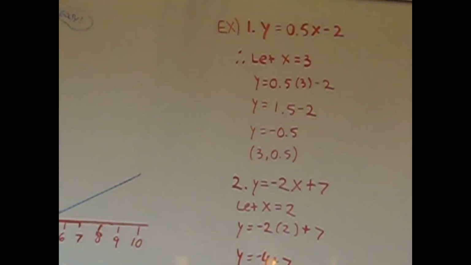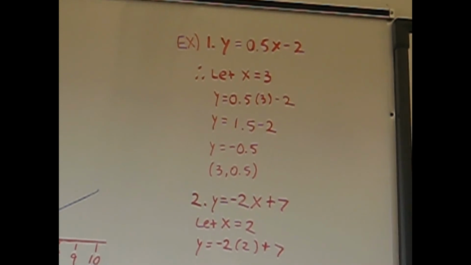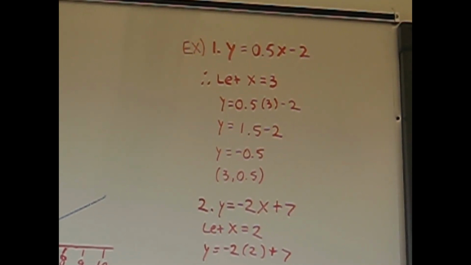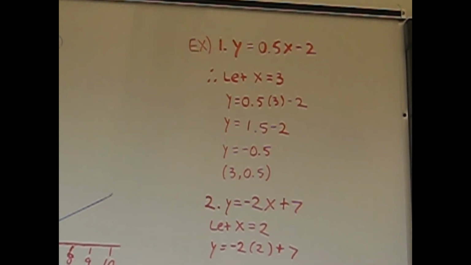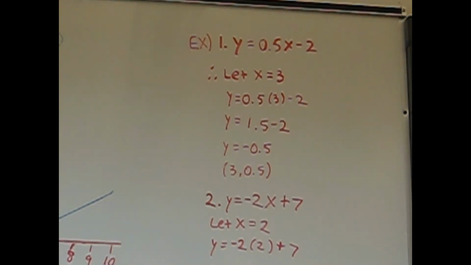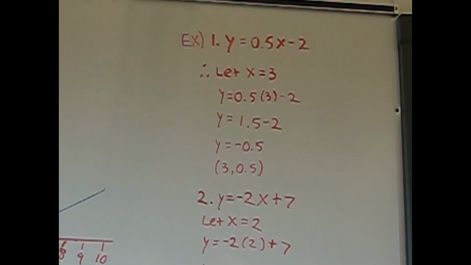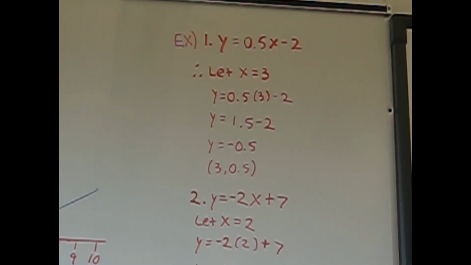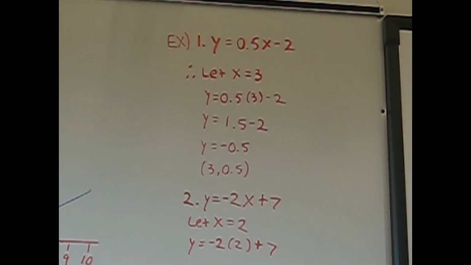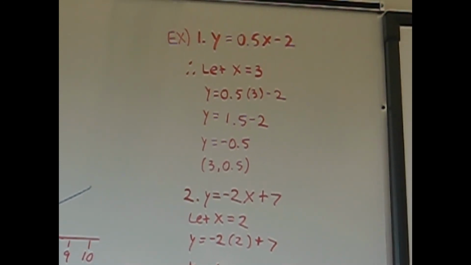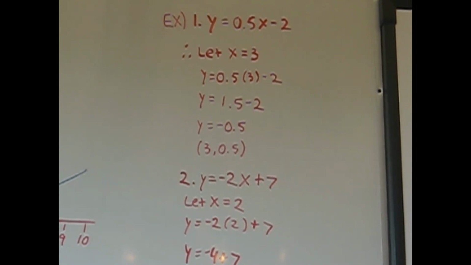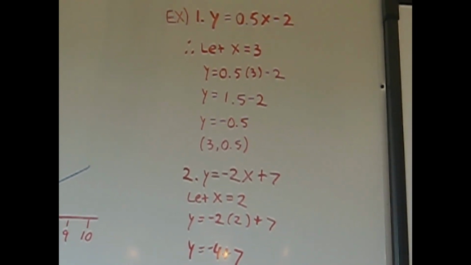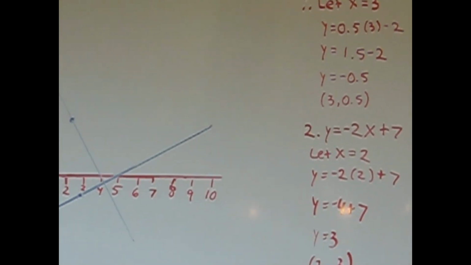Example A. Your equation is y equals 0.5x minus 2. So that means your first point is (0, -2). So now let x equal 3. So y equals 0.5 times 3 minus 2. Y equals 1.5 minus 2. Y equals negative 0.5. So your second point is (3, -0.5).